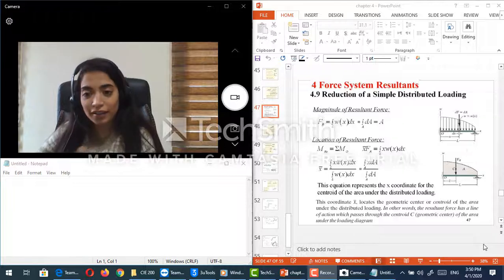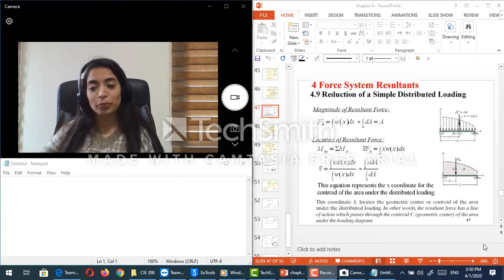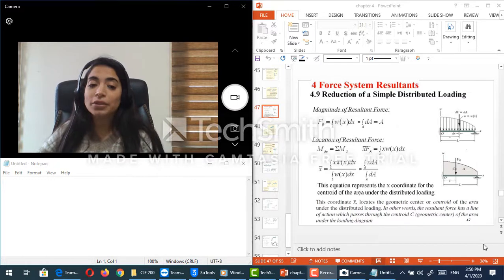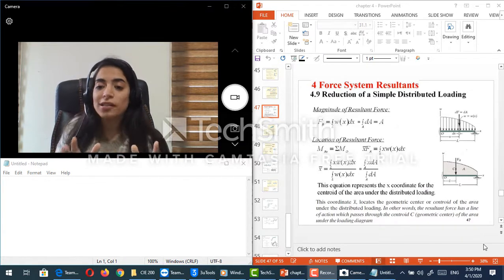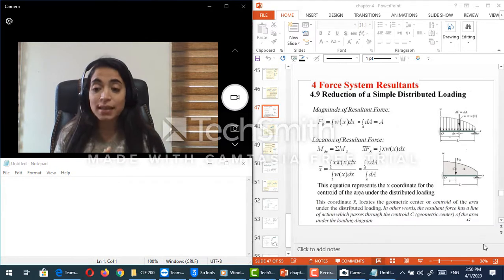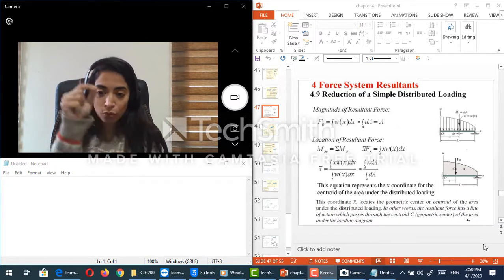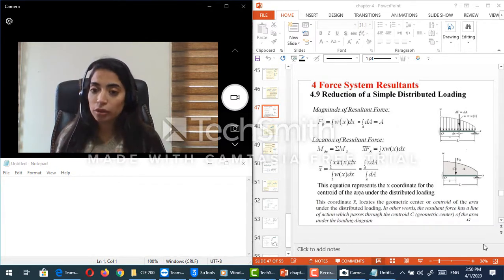Okay, so guys, finally, this is the last part of chapter 4. Now, guys, I want you to recognize the importance of this part because, in fact, in the real life scenario, I don't always have a point load. What is a point load? A point load is a force located at a point.